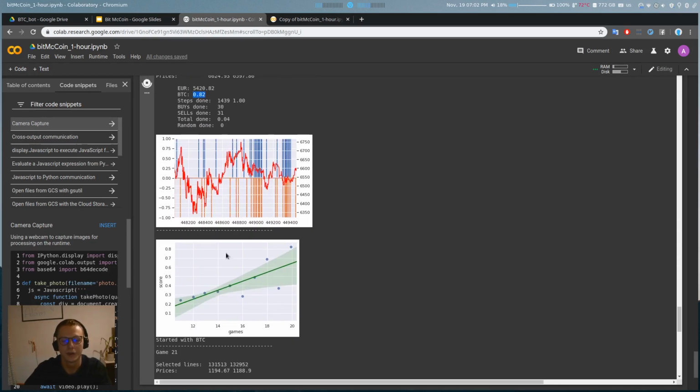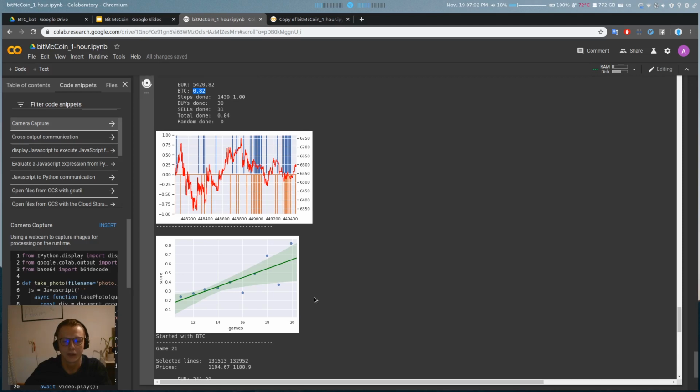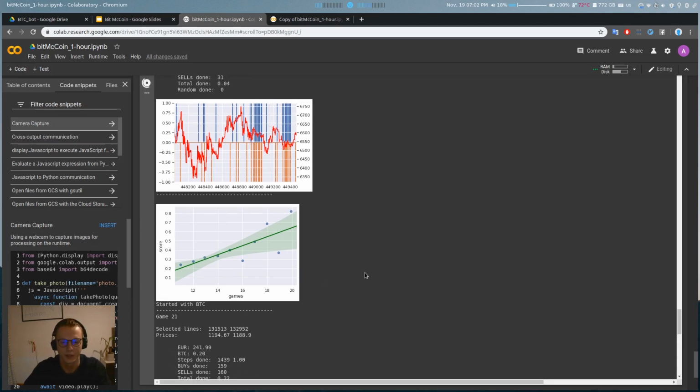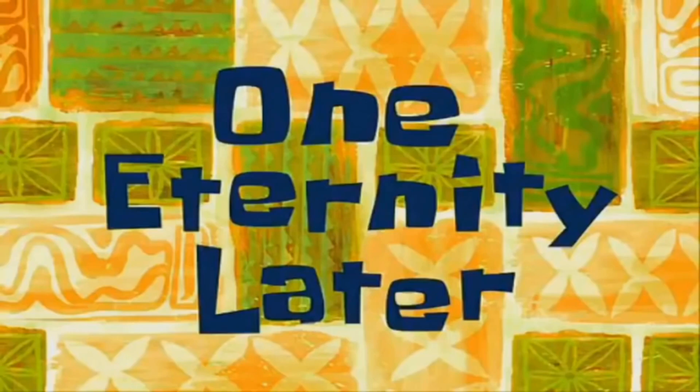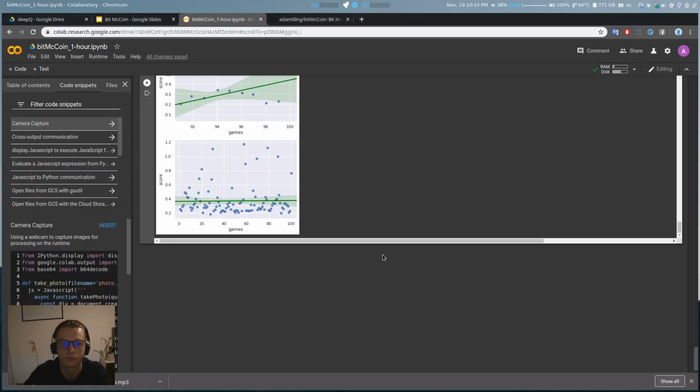And at the end of every 10 games, you'll see a graph like this, which just points out how the bot performed during those 10 games. And then at the end of the session, you'll have a graph for all the games. But we'll get back to that when it finishes up, hopefully in one eternity later. So it has finished up running and now we have the results.